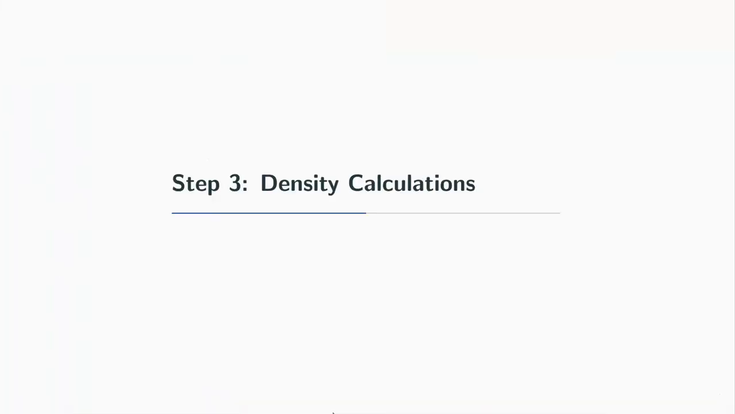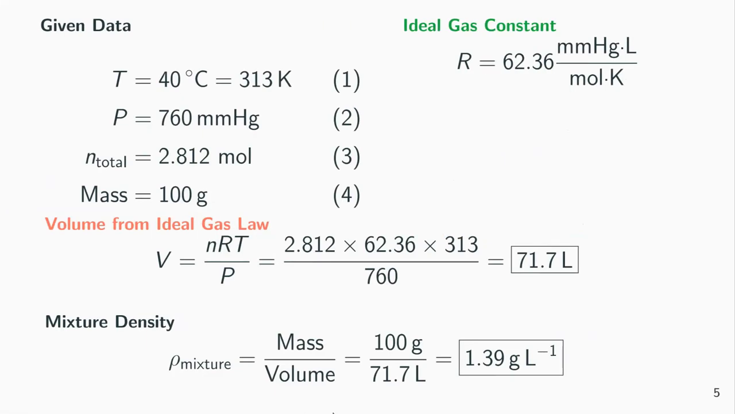Now step 3 is density calculation. So here we will calculate the gas mixture density. Let me set up our known data. Temperature is 40 degrees centigrade, so that means 313 Kelvin, and pressure is 760 mmHg, and n total we already calculated in the earlier slide, that is 2.812 mole, and mass is 100 grams.